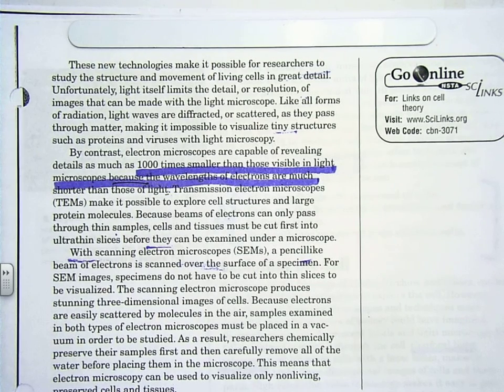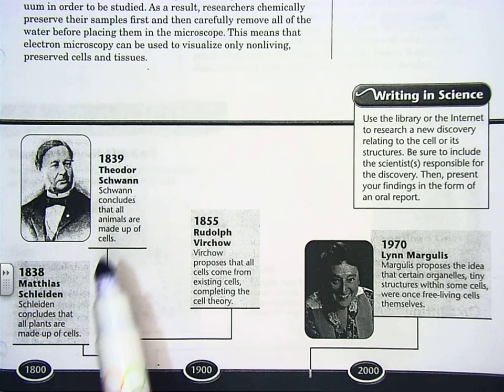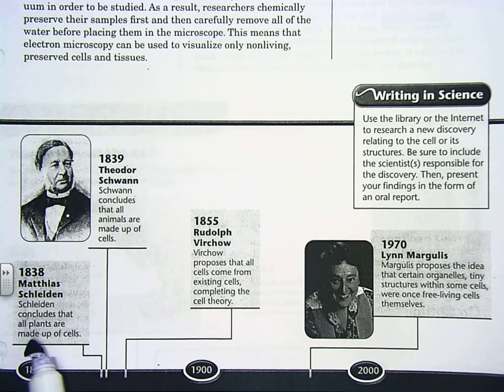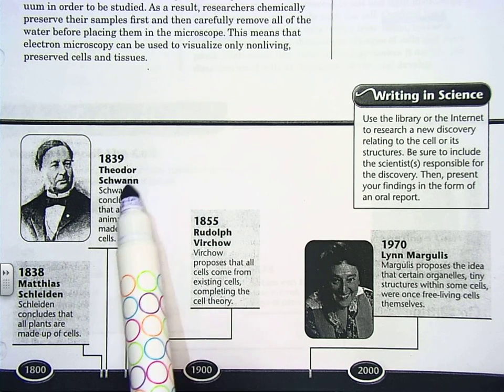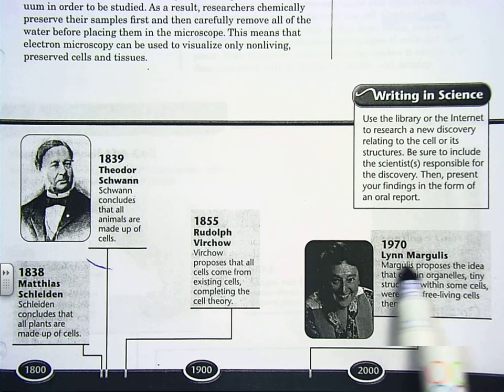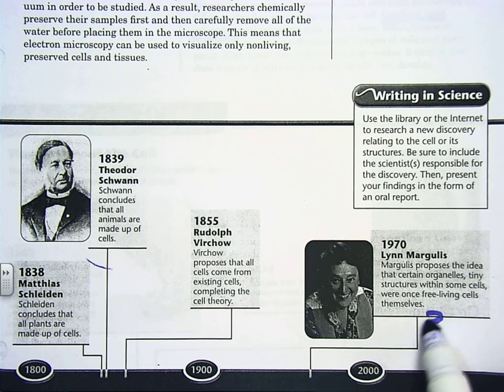And let's continue to look at our neat little timeline. After Van Leeuwenhoek, I can't say his name, Matthias Schleiden concluded that all plants are made up of cells. Then Virchow discovered that all cells can only come from other cells. And Schwann said that all animals are made up of cells. And finally, Lynn Margulis proposed the idea that certain organelles, tiny structures within some cells, were once free-living cells themselves. I'm going to put a big question mark by that.